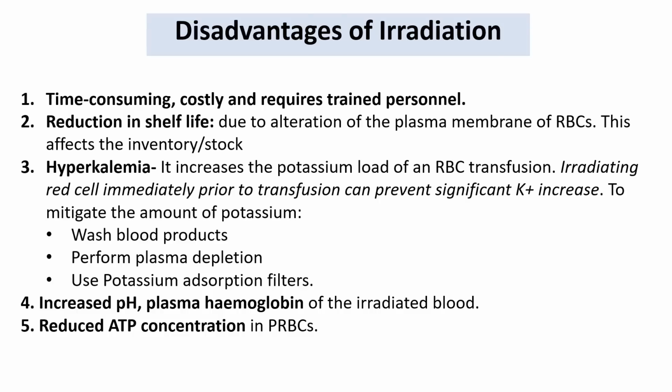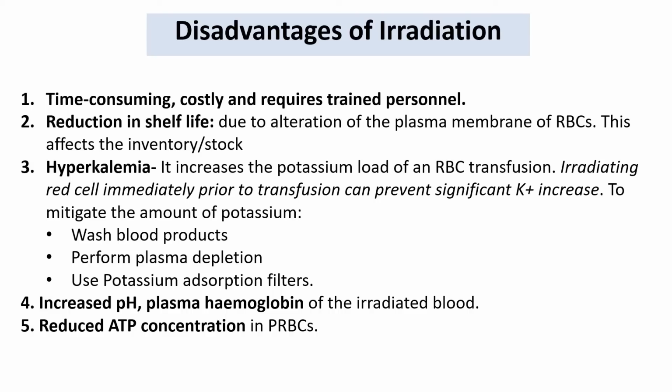There are certain disadvantages of irradiation. Apart from being a time-consuming, costly procedure that requires trained personnel, it also reduces the shelf life of the product due to the alteration of the plasma membrane of RBCs. This affects the inventory and stock of the blood bank. As it increases the potassium load of the RBC transfusion, hyperkalemia can result in the recipient. Irradiating the red cells immediately prior to the transfusion can prevent this increase. To mitigate the amount of potassium, we can wash the blood products, perform plasma depletion, or use potassium adsorption filters.